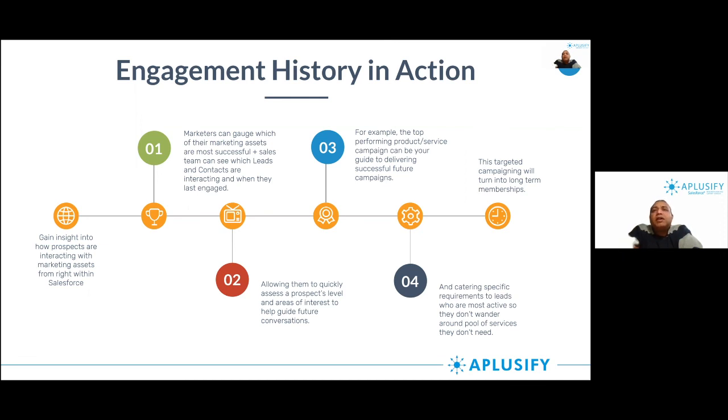And obviously, you need to understand what are the specific requirements for your prospects, because no one wants to have rubbish data floated to them. They want very, very specific stuff they are looking for. And if you send them that stuff, then they will be interested and your conversion rate will be more, right? And this targeted campaign, if you are able to run successfully, it will obviously turn into long-term memberships. So I think this summarizes engagement history better, and it's a beginning to understand what engagement history is.